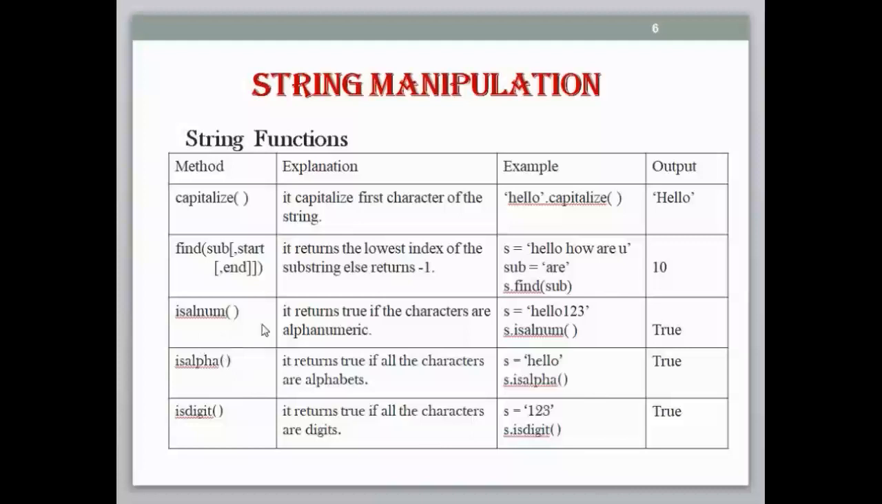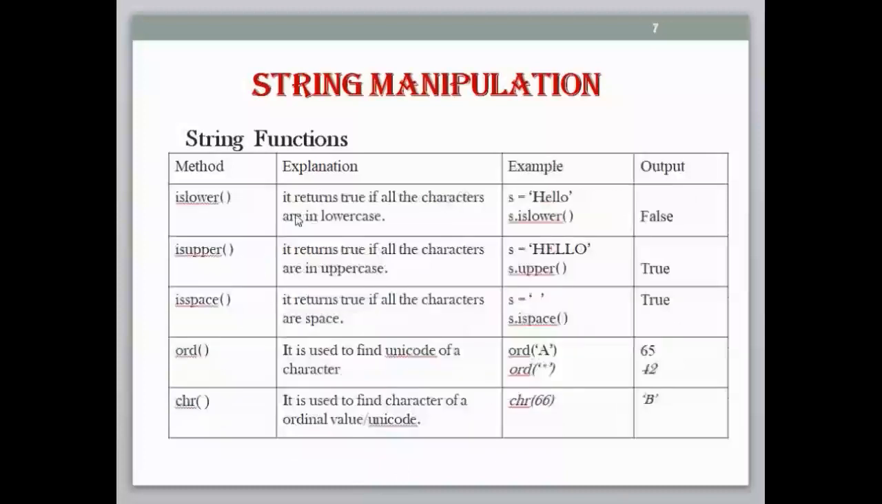Now we have isalnum. It returns true if the characters are alphanumeric. Alphanumeric means a combination of numbers and characters. So if S is equal to hello123 and S dot isalnum is checked, the answer will be true. Isalpha returns true if all the characters are alphabets. Only then will you get the true result. Isdigit returns true if all the characters are digits. Islower returns true if all the characters are in lower case.